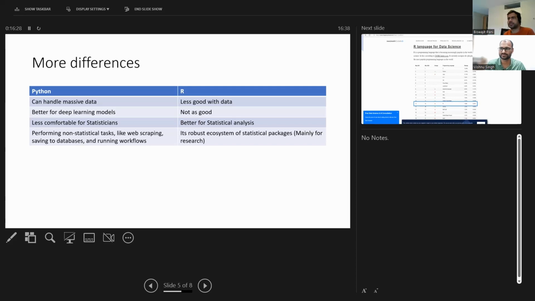We'll see that slide. Okay, but there are more differences. For example, Python can handle massive data. R is not that good with it. You have already discussed that. You mentioned your own experience.